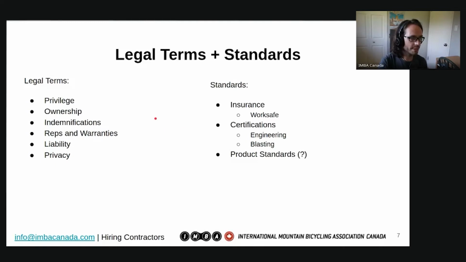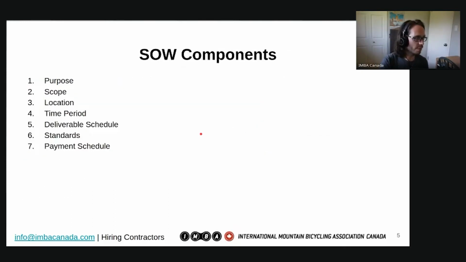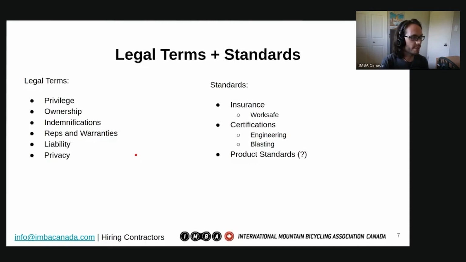And here are some examples of standards, certifications. If you know you're going to have something in detail like blasting, then you should probably include that in the statement of work. It helps to set out ahead of time what it is that you're looking for. And that's the end of that part.